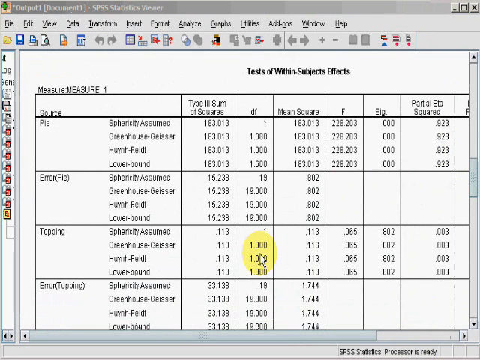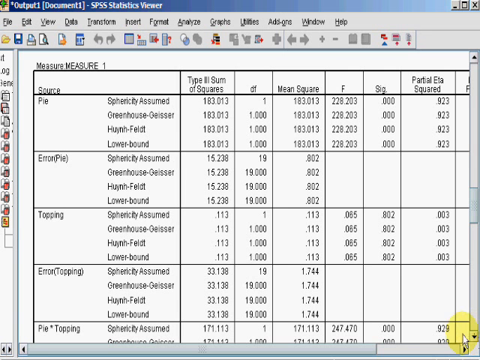The main table to look at here is the one that's called tests of within subjects effects. You get quite a large table for repeated measures designs because it lists each independent variable and its associated error term separately, because these are calculated differently for repeated measures designs from the way in which they are calculated for between groups designs. So the table just looks a lot bigger, but it really isn't anything to be worried about.